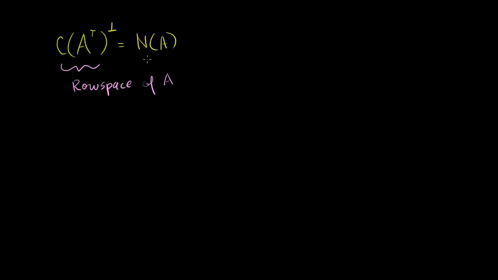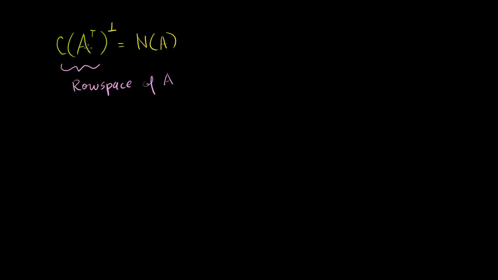If I've got some matrix A, we learned several videos ago that its row space is the same thing as the column space of its transpose. So that right there is the row space of A. This thing's orthogonal complement, so the set of all of the vectors that are orthogonal to this, is equal to the null space of A.